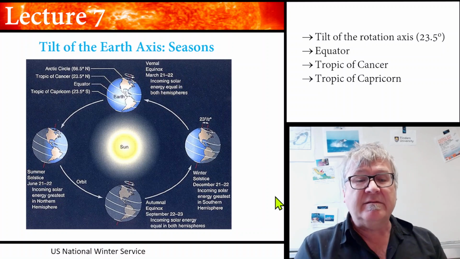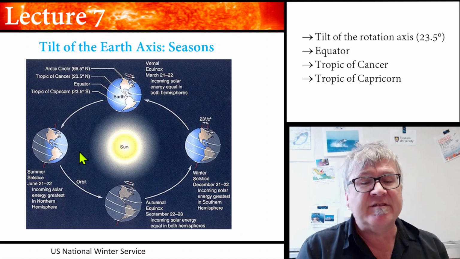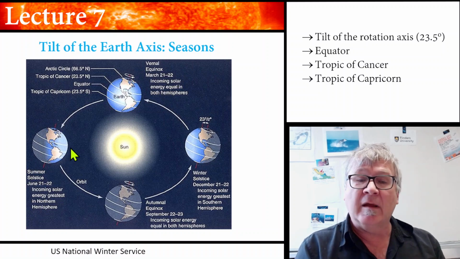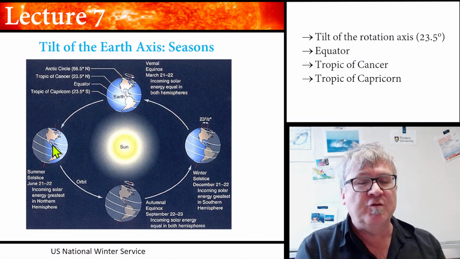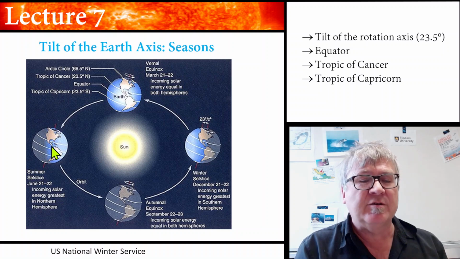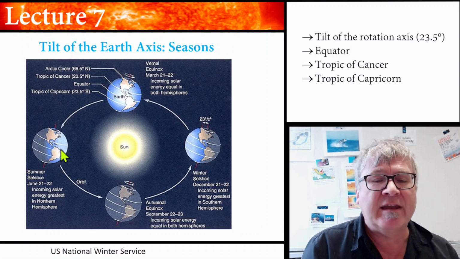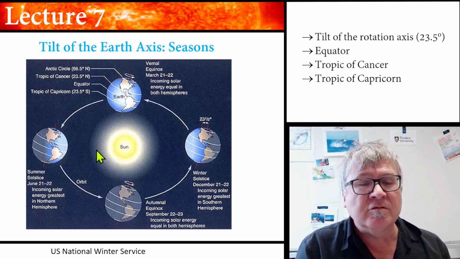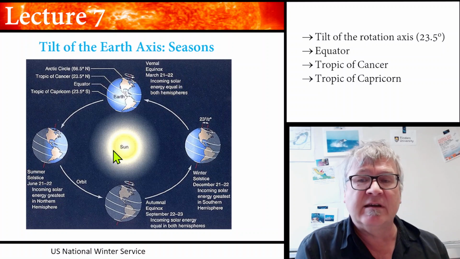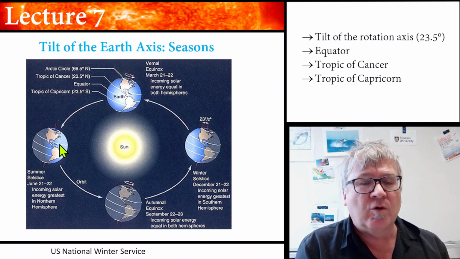So that gives us the definition of the summer solstice and the winter solstice. Now you can see that from June 21st and 22nd of June, the incoming solar energy is greatest in the northern hemisphere, and essentially the closest distance between the Earth and the Sun you get at the so-called Tropic of Cancer.